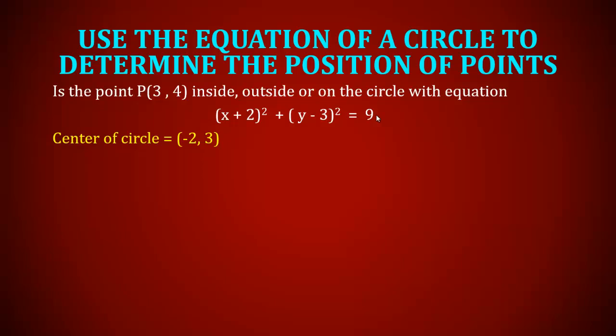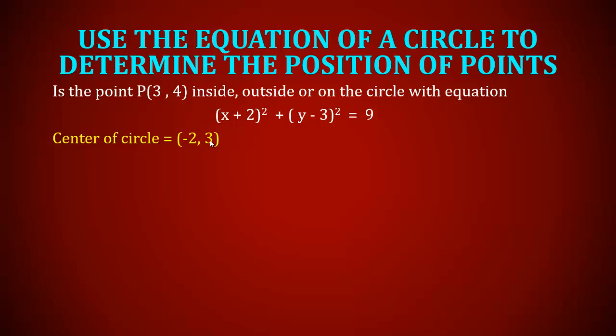First things first, the center of the circle is at (−2, 3). Since this is x plus 2, remember, the equation is x minus h, so for that to be plus, we're basically taking the opposite of it. Same with this: we have a minus 3, which means that's actually a positive 3. So the center of our circle is at (−2, 3).